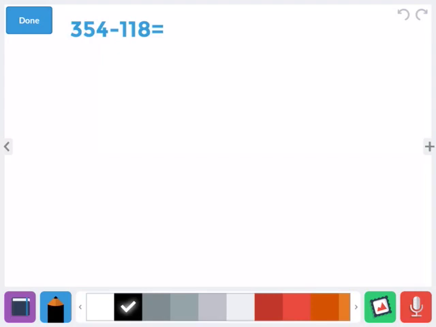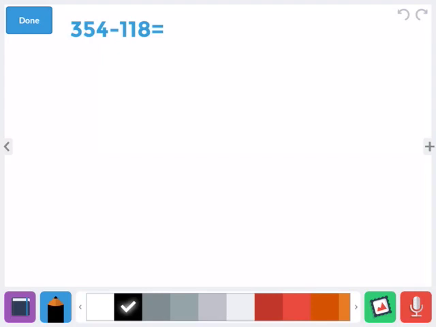Ms. Jamison here. Today we're going to be solving the problem 354 minus 118, and we're going to be using our expanded form model. Parents, you might be used to using the standard algorithm to solve these types of equations. However, it's very important for students to practice modeling these numbers before they transition into the algorithm so that they are able to develop their understanding of numbers. One way we can do that is using the expanded form model.